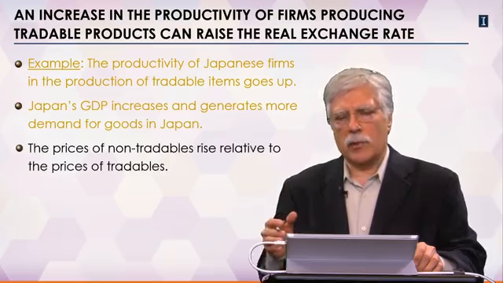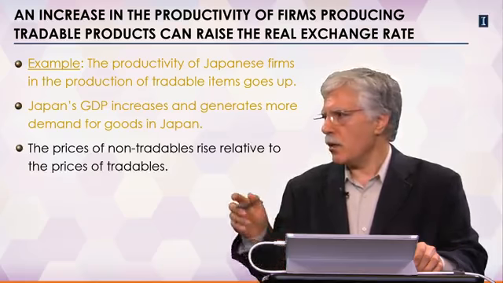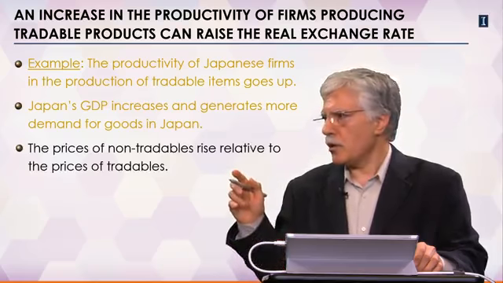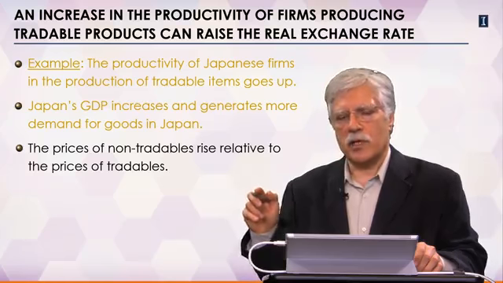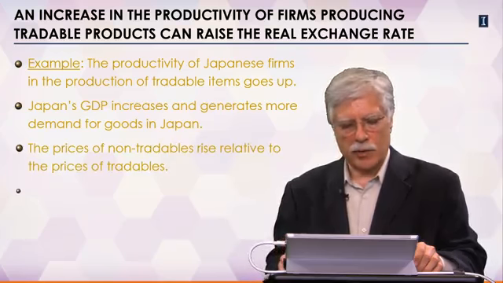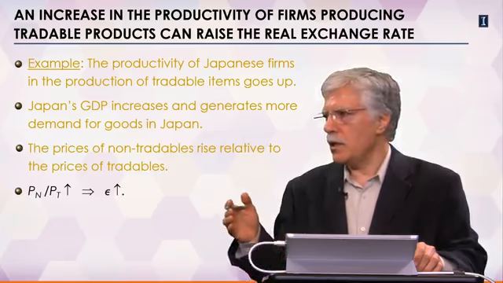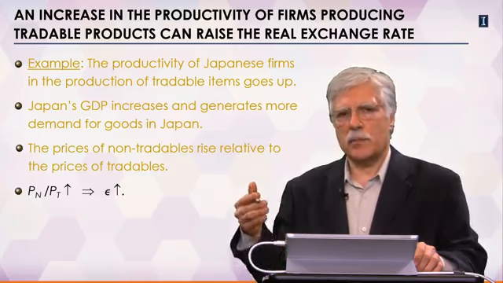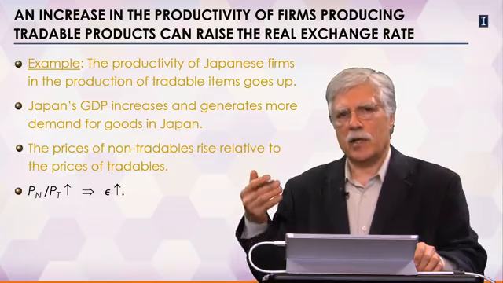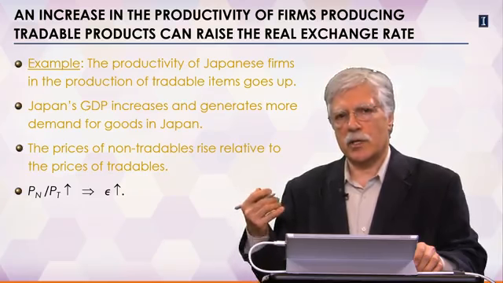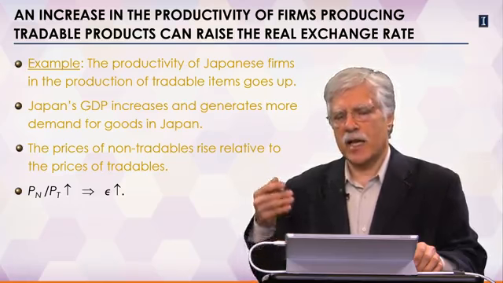So because of this, the prices of non-tradables started to rise relative to the price of tradables in the Japanese economy. In other words, in Japan, because of this policy, PN over PT went up, and as we've seen through that messy equation, this means that the real exchange rate must have gone up. And that's exactly what happened.